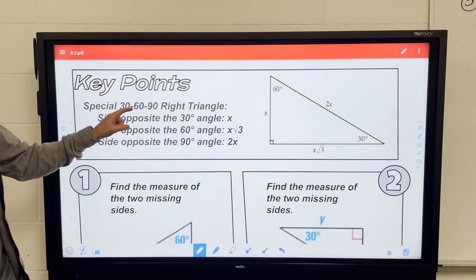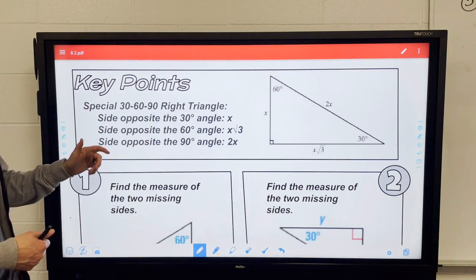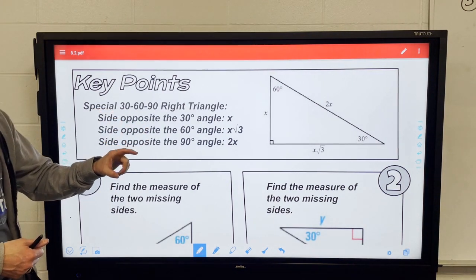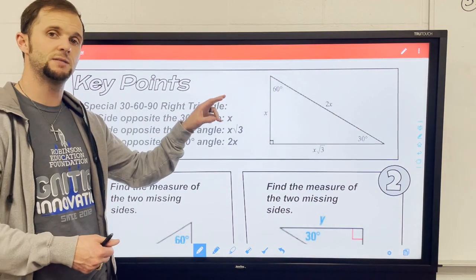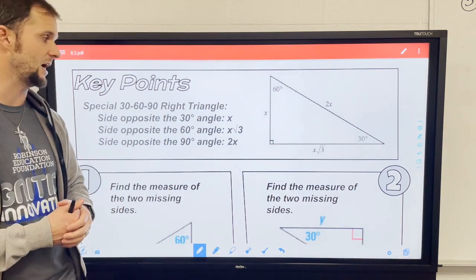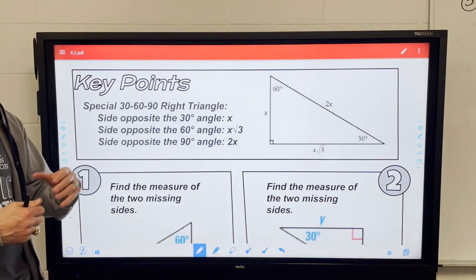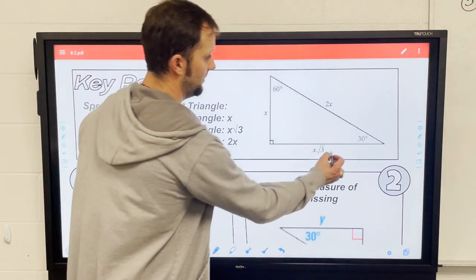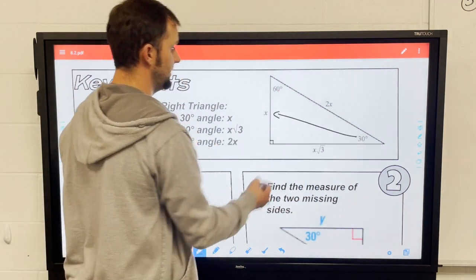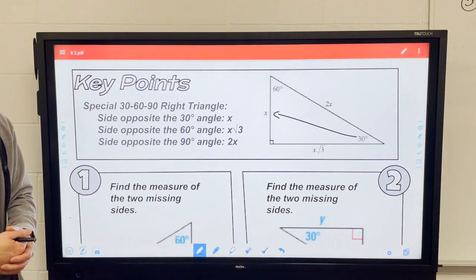So in a special 30, 60, 90 right triangle, the side opposite of the 30-degree angle, because we've learned the side that is opposite of the smallest angle is the smallest side, is always going to be represented as x, or it's just going to be everything that's going to work off of. So opposite of my 30-degree angle is going to be the x, or the x term, okay?